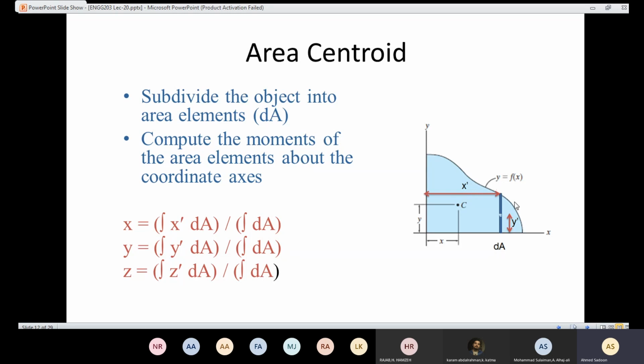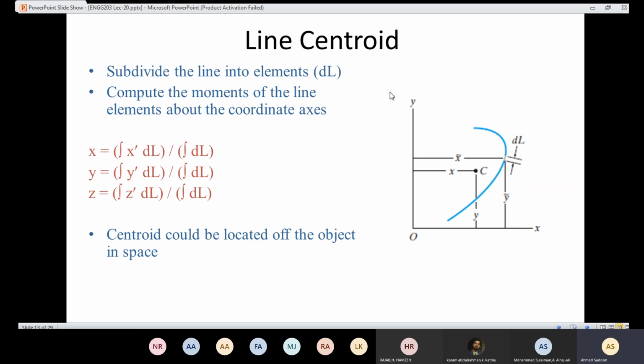Like you can see here, it depends only on the area and the dimension in x and the dimension in y. Also, we have the line centroid. I have a line, and I need to determine the centroid. This one depends only on the line and the dimension in x and the dimension in y. So we have three types of centroid: the volume centroid, the area centroid, and the line centroid.